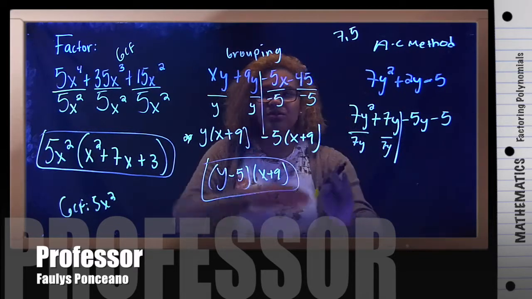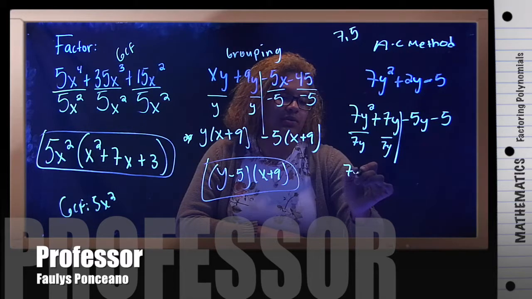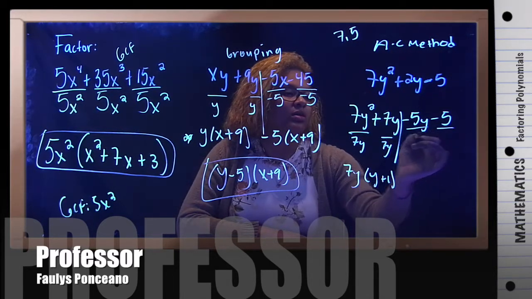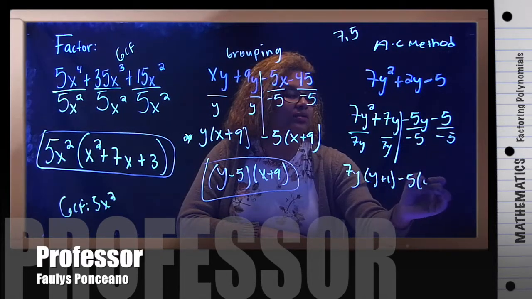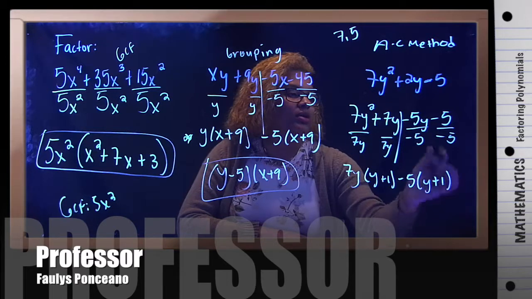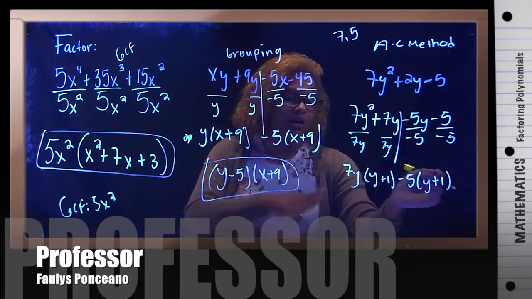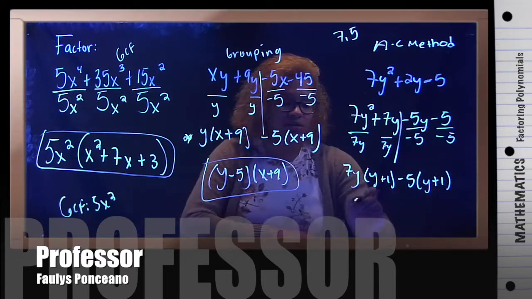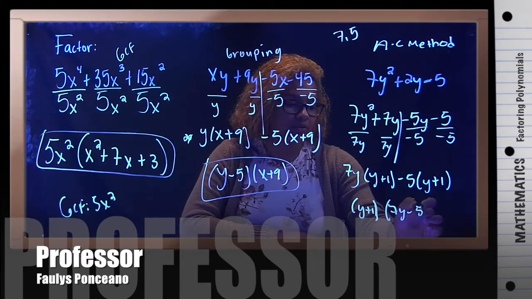So from here on, you're just doing exactly what you did here. So 7y, y plus 1, negative 5, y plus 1, negative 5 divided by negative 5, positive 1. If you look from here to here, what's common is the y plus 1. Leftovers 7y minus 5.